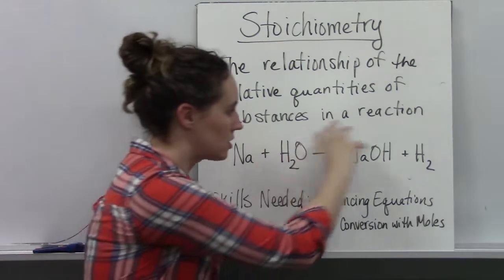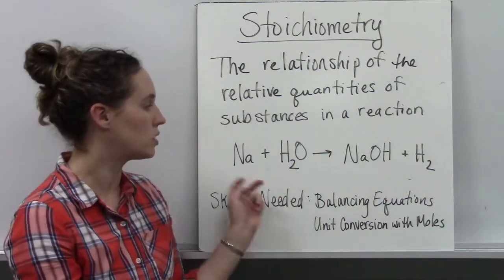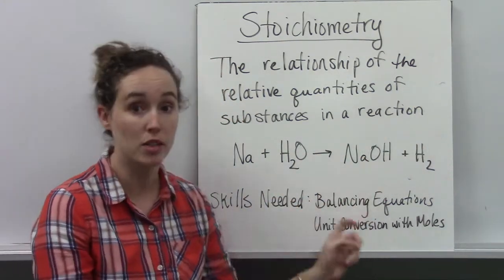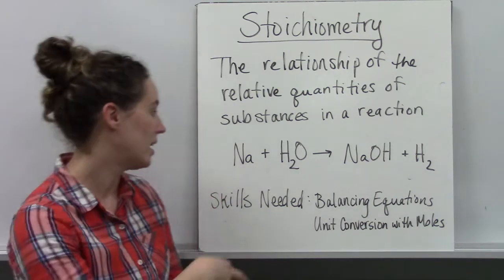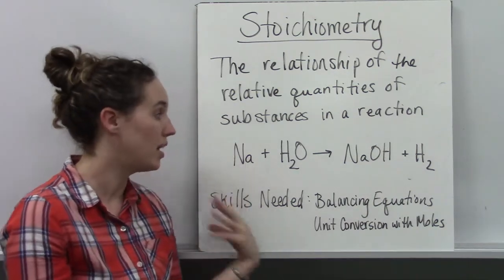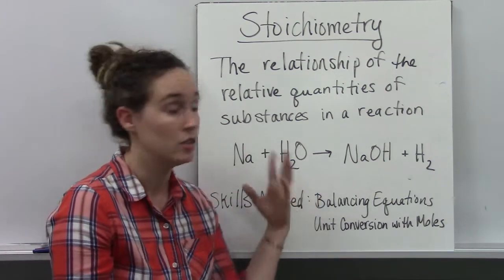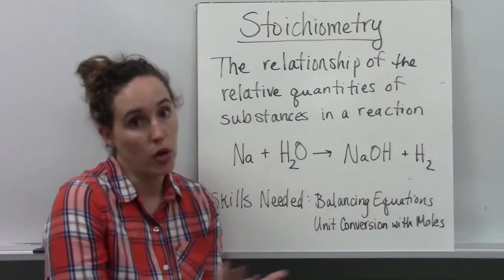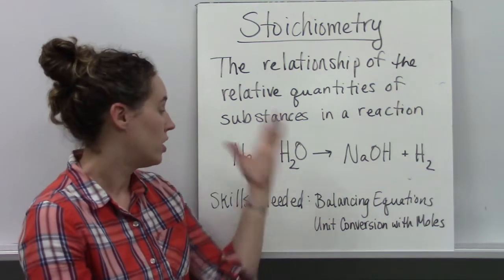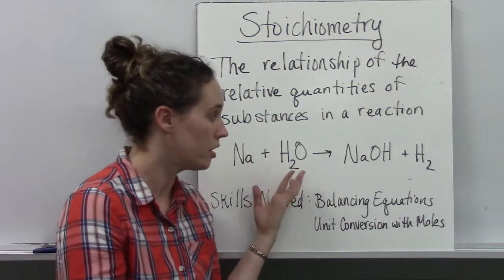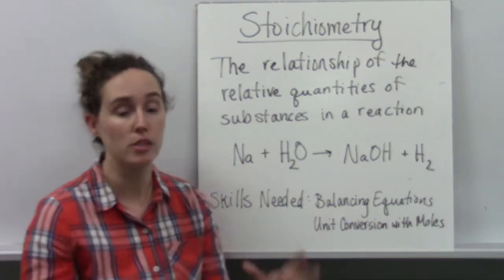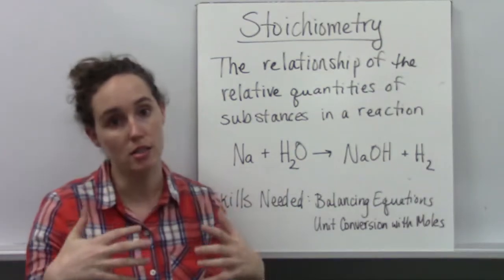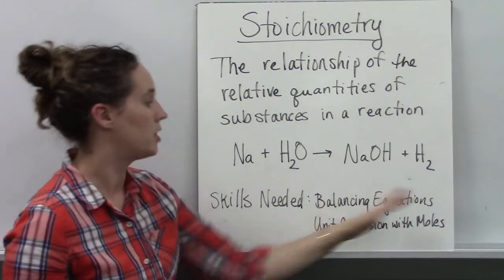So if this is a reaction, right here we have sodium plus water will yield sodium hydroxide and hydrogen gas. We're just trying to figure out maybe like if I have a certain amount of sodium, how much water do I need to make these products? Or if I have a certain amount of water, how much hydrogen gas can I make? Right, so you're just looking at relative quantities within this reaction.